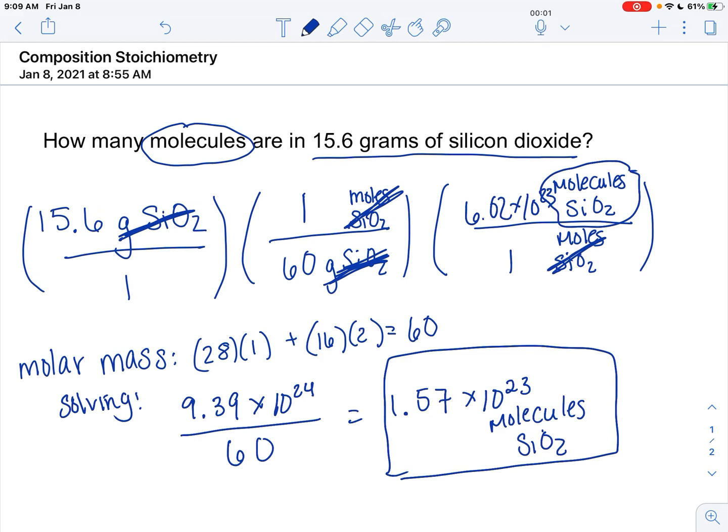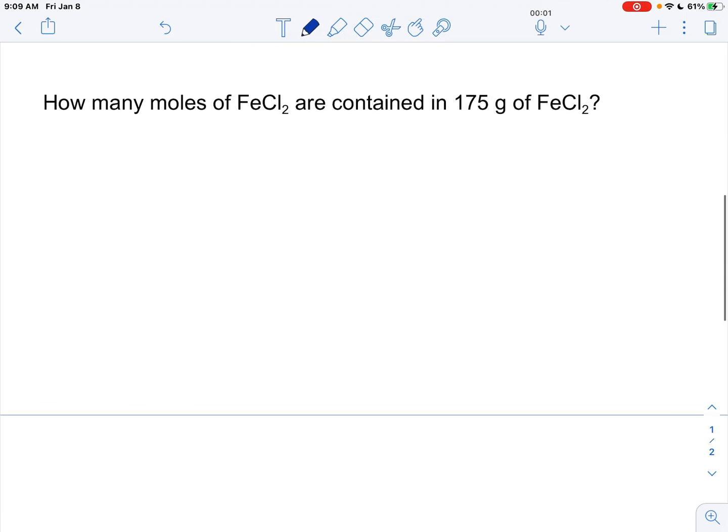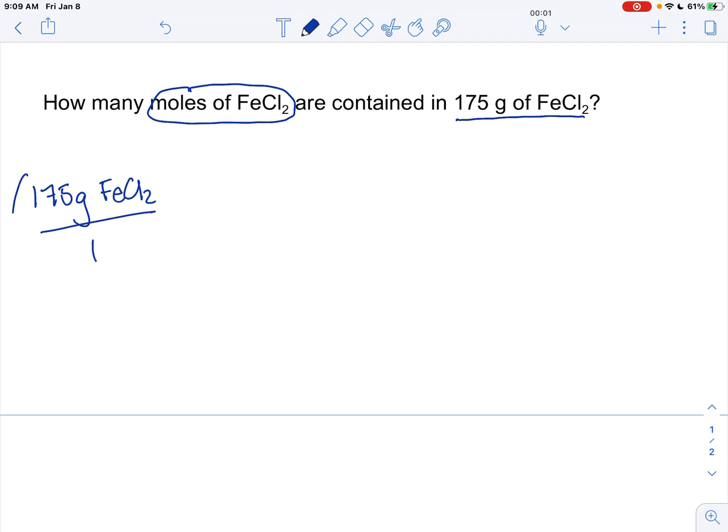Now I'm going to do one more. So we start and we follow the same process. 175 grams of FeCl2 is our given. We're looking for moles of FeCl2. So we start with our given over 1.